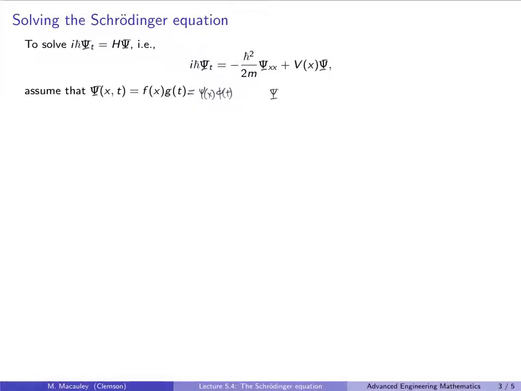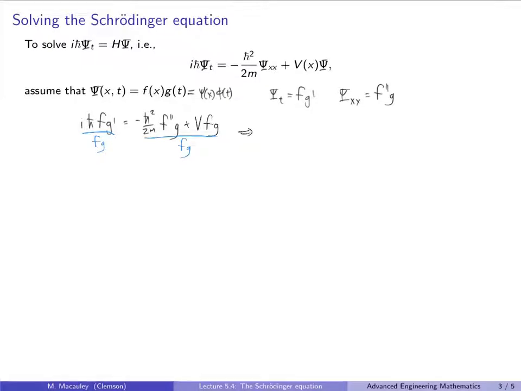So of course, psi t is F times G prime, and psi xx is F double prime times G. If we plug this back in, we get i h bar F G prime, that's the left-hand side, and on the right-hand side, we get negative h bar squared over 2m times F double prime G, that's this term right here, and then we get V times F G. So plus V times F G. As before, we divide through by F G, and this simplifies.